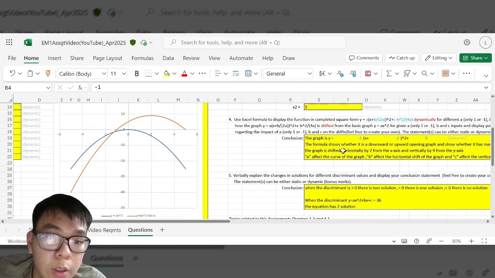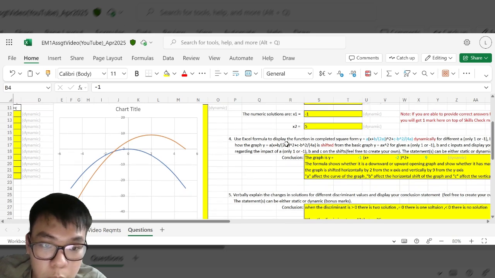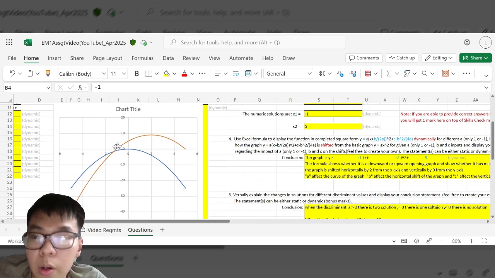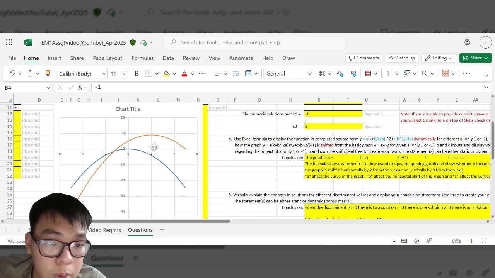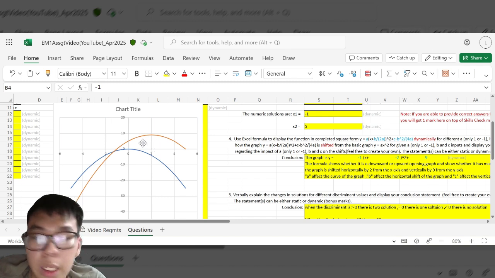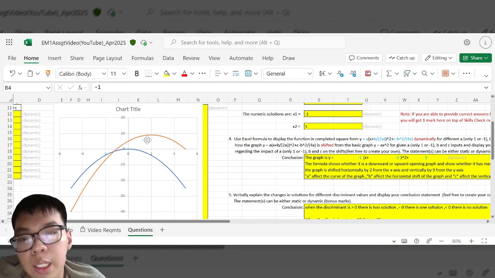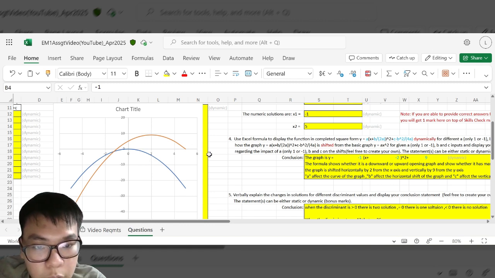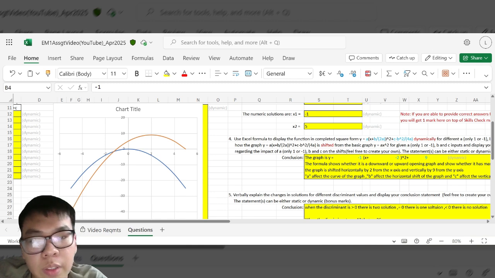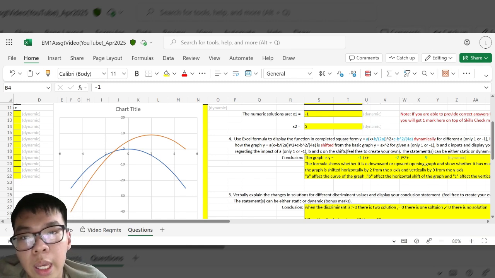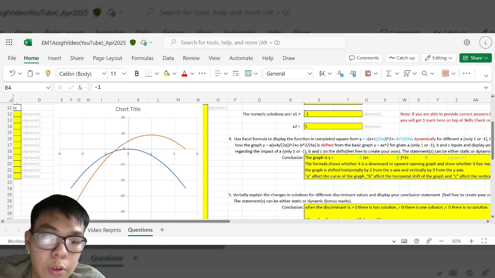When b over 2a equals -2, the graph will shift horizontally by 2, and when c minus b squared over 4a is 9, the graph will shift vertically by 9. So the difference between an upward and downward opening graph is that the downward opening graph has a maximum point, while the upward opening graph has a minimum point.